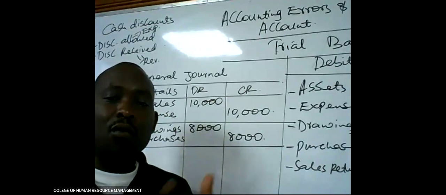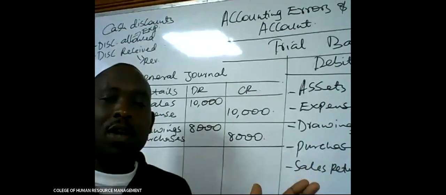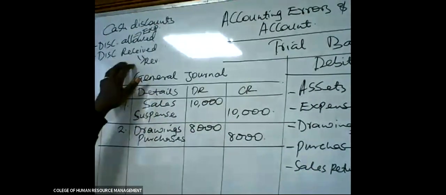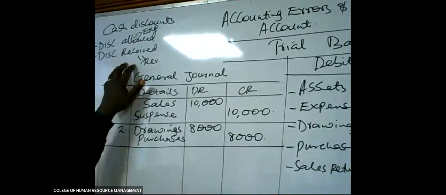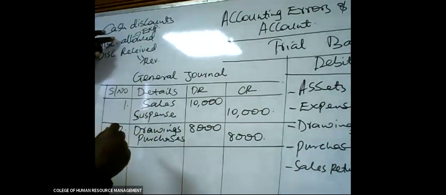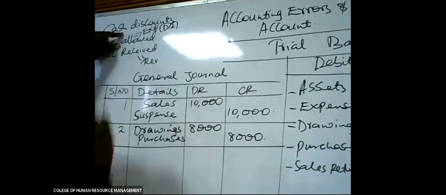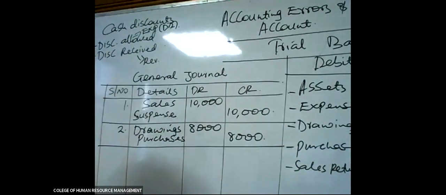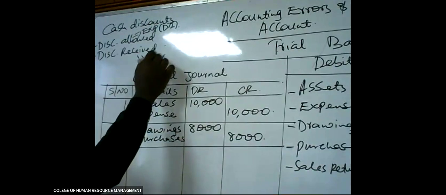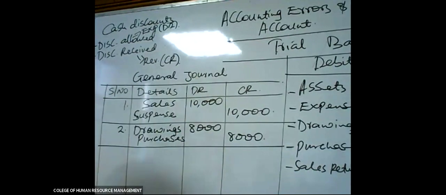Discount received. If we pay them within the specified period of time, we receive the discount. So discount received, we normally take it as a revenue or income. And we know discount allowed is treated as an expense, therefore it should be debited because expenses are normally debited. Discount received, if it is a revenue, it should be credited because revenues are normally credited.